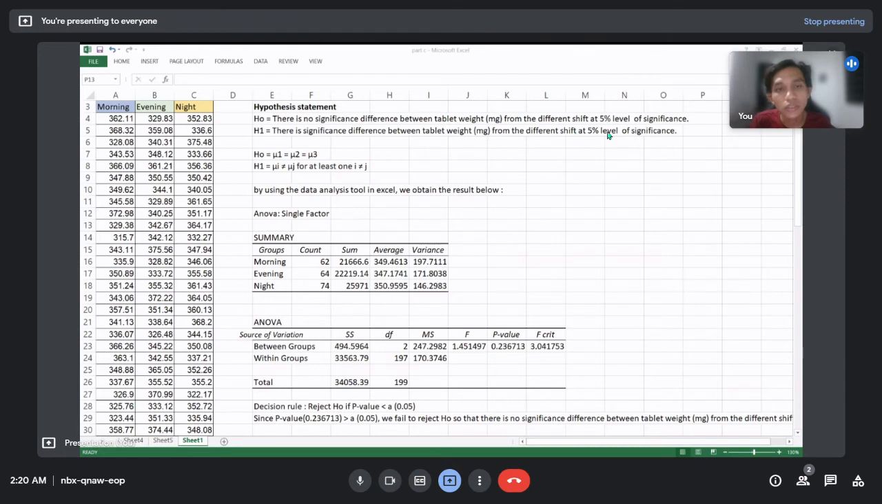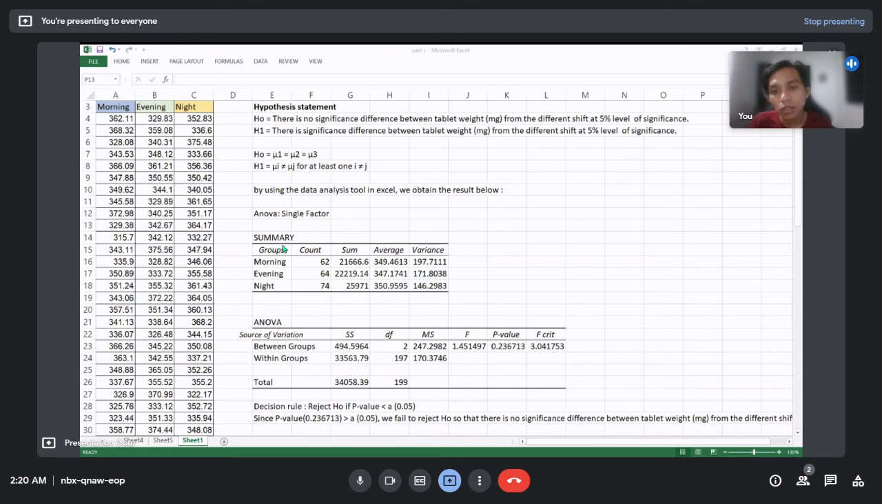from the different shifts at 5% level of significance, which is H0: mu1 equals mu2 equals mu3. For H1, there is a significant difference between tablet weight from the different shifts at 5% level of significance, which is H1: mu i not equal to mu j for at least one i not equal to j. So by using the Data Analysis tool in Excel, we got the table below.